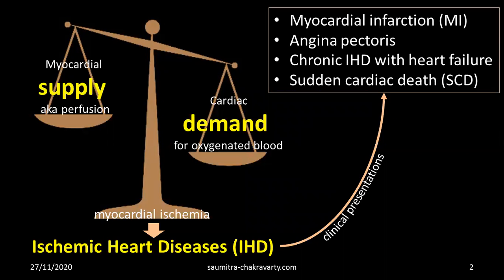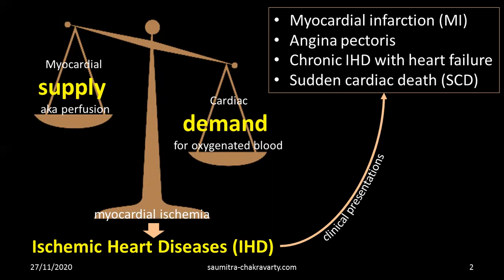Firstly, when you call something a myocardial ischemia, we mean a very particular thing. That is, it's a mismatch between supply and demand. When the cardiac demand for oxygenated blood is much higher than the myocardial supply, also known as perfusion, then myocardial ischemia may happen. And this myocardial ischemia can present in several ways.